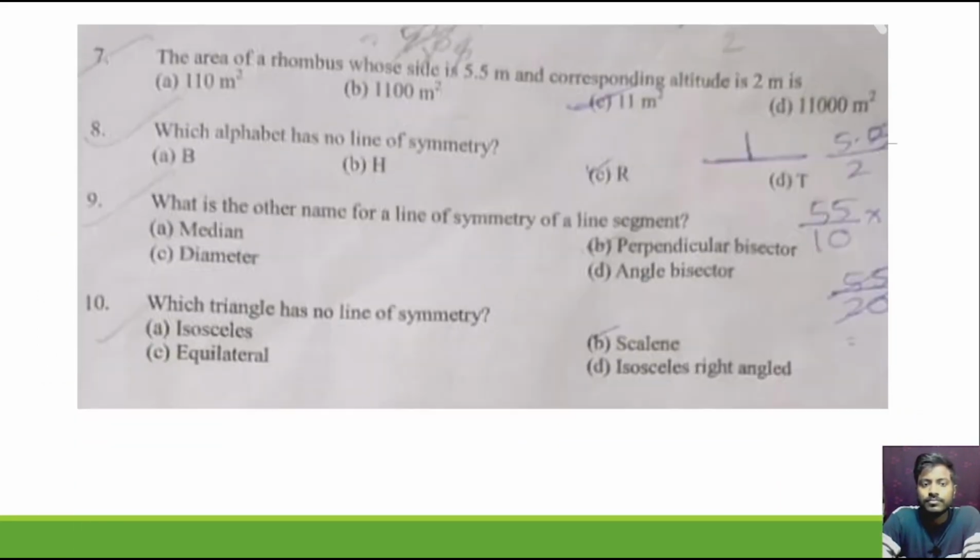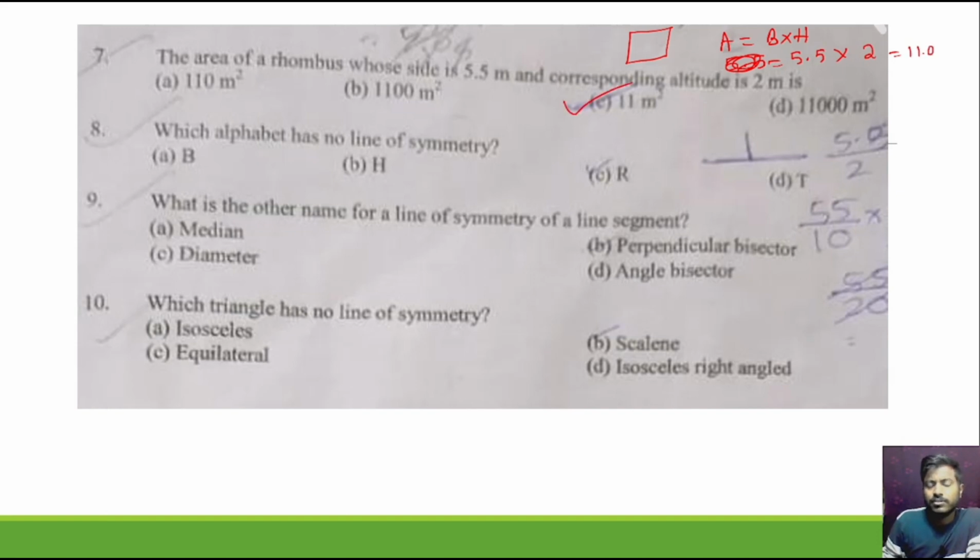Next question. The area of the rhombus whose side and corresponding altitude are given. We know that all rhombuses are parallelograms, yes or no? So the area of the parallelogram is equal to base into height. Now put the values. Sorry, we have to find the area, so the base is 5.5. So put 5.5 into the corresponding altitude, which is 2. 5 means 110, so 11. So the answer is 11 meters square.